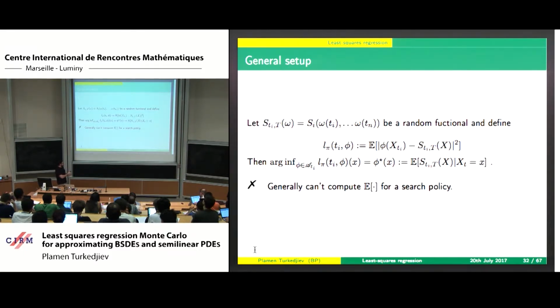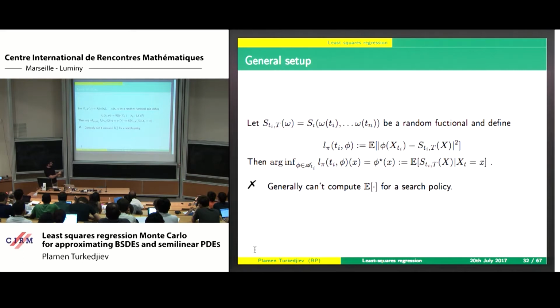The problem with this is, so this is a good setup for a numerical algorithm, because since we now have a minimization problem, we can start thinking about gradient descent methods or all of our theoretical minimization techniques. The problem is usually we can't compute this expectation analytically. So for any kind of search policy or descent method algorithm that we want to develop, this won't work just because we can't compute it.